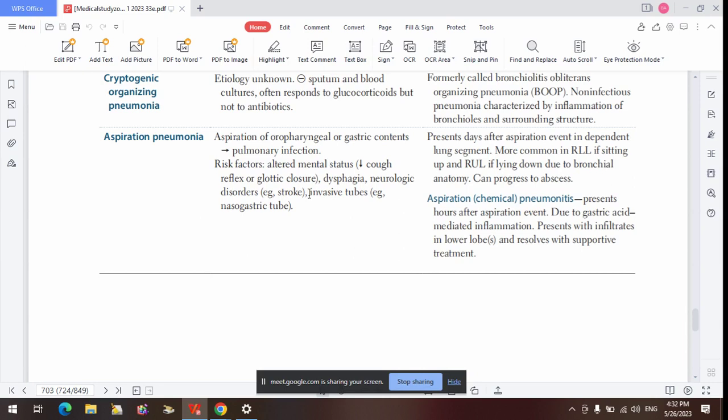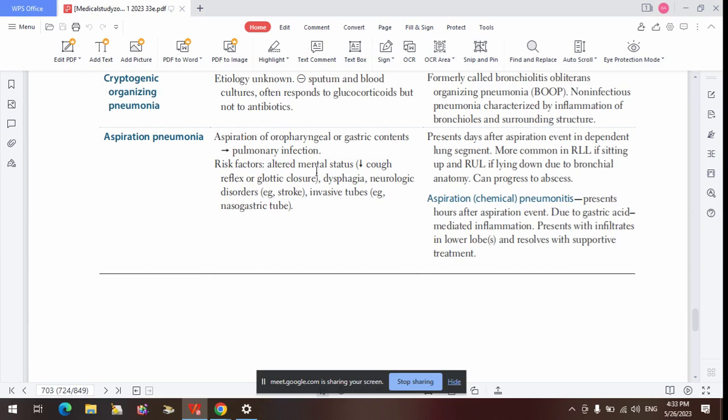So the area of the lung where they are going to settle depends on the position of the person. They tend to settle at the most dependent side of the lung. If somebody is sitting up and aspirates in that position, the most dependent side of the lung is the lower lobe. But it goes to the right because the right main bronchus is shorter, wider, and straighter than the left one. So it allows for easy passage of content coming from the GI tract directly into the airway.